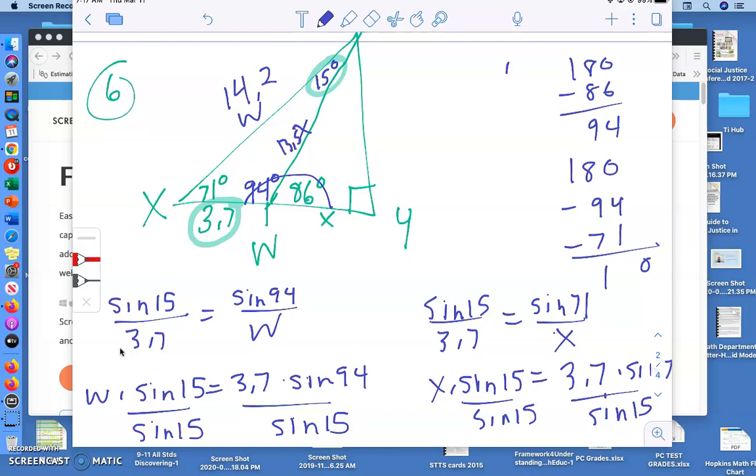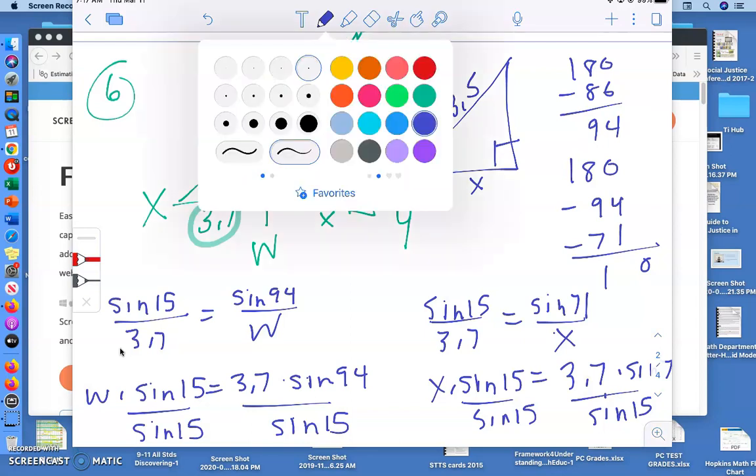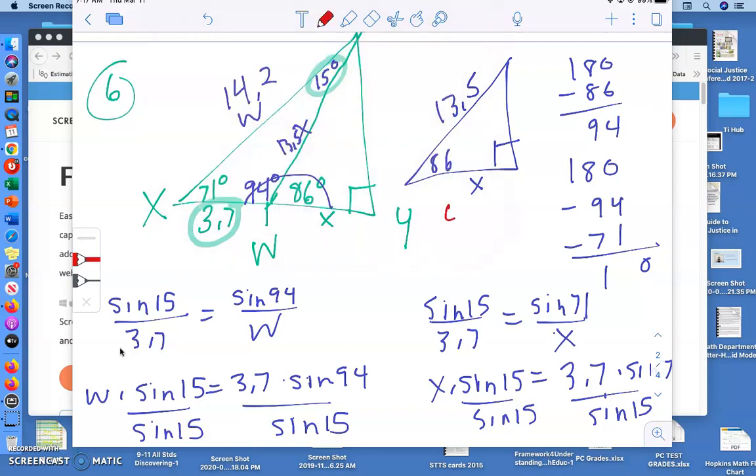And now I notice if I take this other one here, this is 13.5, 86. We could use trig to solve this one. Sorry this is getting so messy, but we could say the cosine of 86 equals x over 13.5, and we could solve that. And I think you get x equals 0.9.